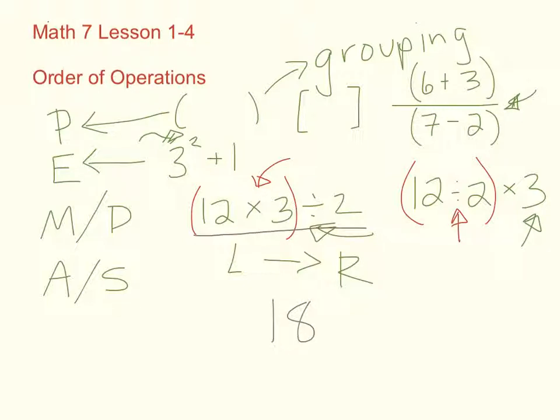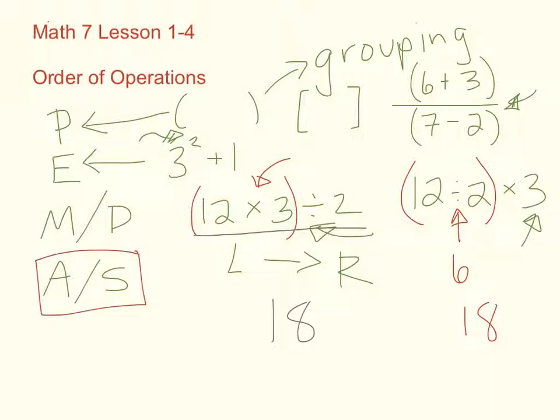Okay, take a look at the other problem on the right. 12 divided by 2 times 3. What's the answer? 12 divided by 2 is going to give you 6. 6 times 3 is 18. Isn't that funky how those give you the same answer? Weird. All right. Finally, let's not forget addition and subtraction.